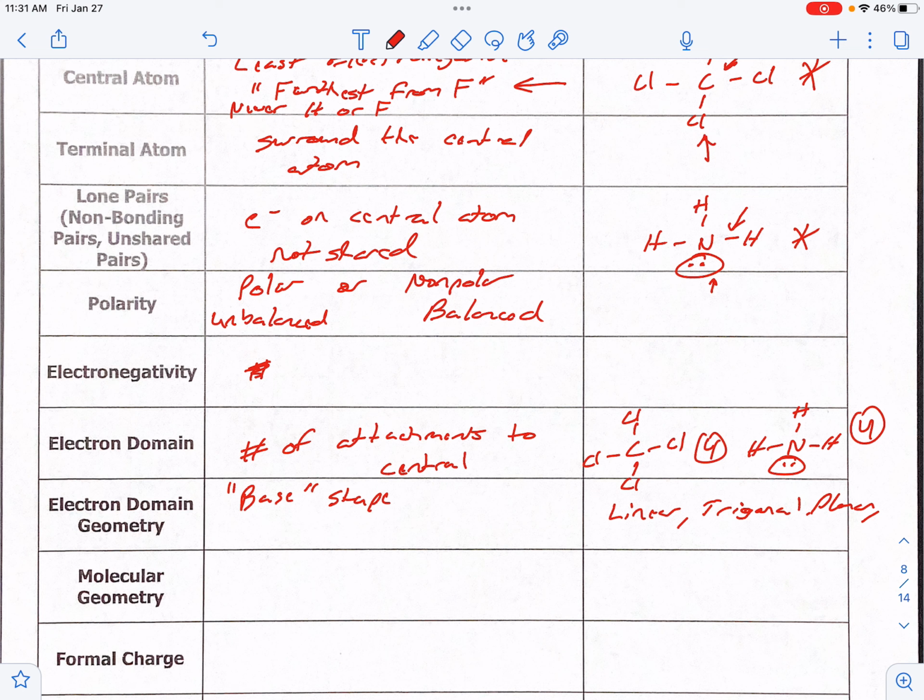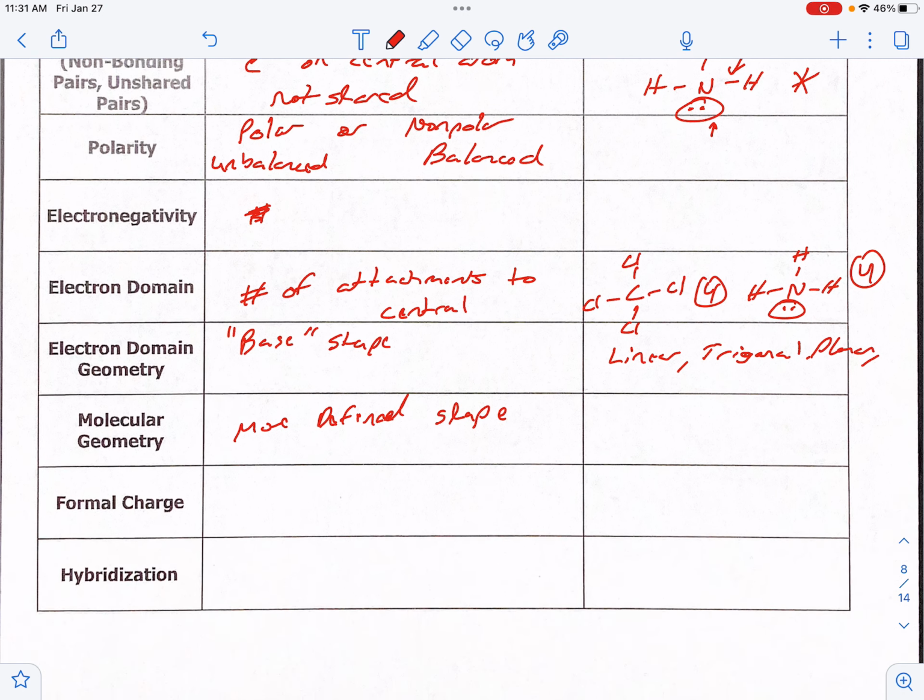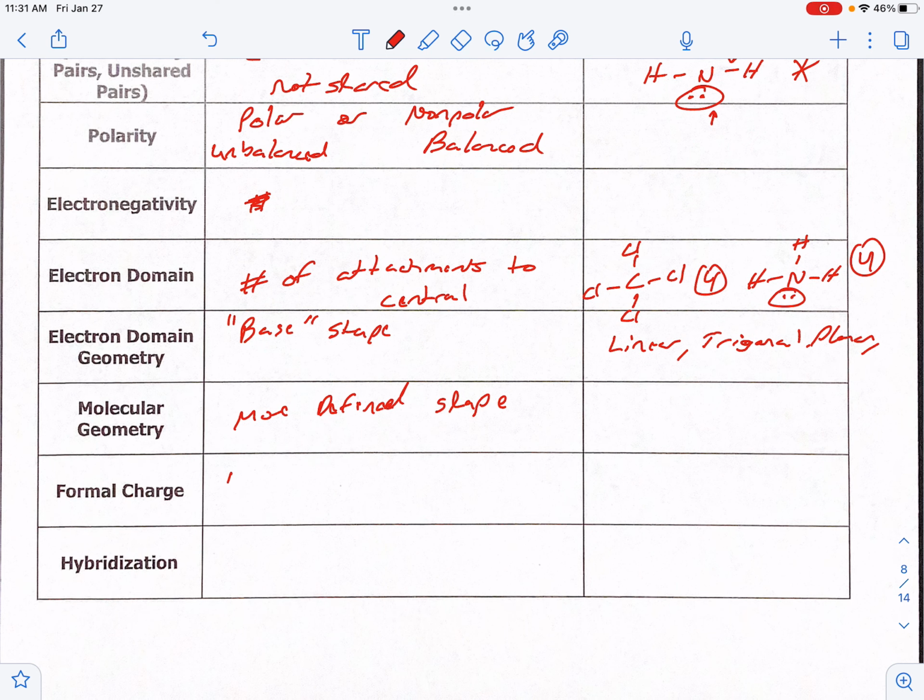Molecular geometry is a more defined shape. That deals with how many attachments there are, if there are leftover pairs, or if there are no leftover pairs, and we'll do quite a bit of that in a minute. So we'll go over that. Formal charge, this is just kind of a bookkeeping method.